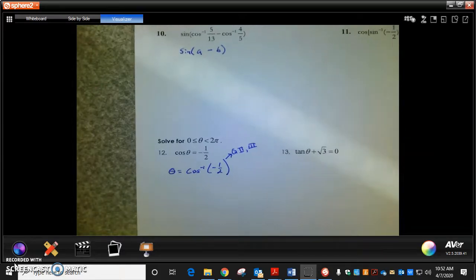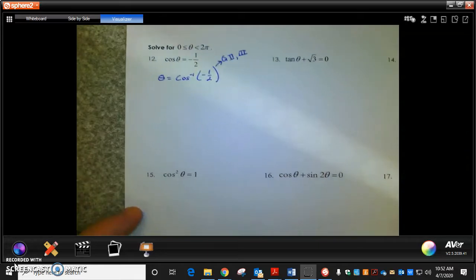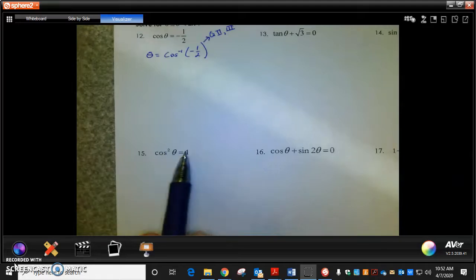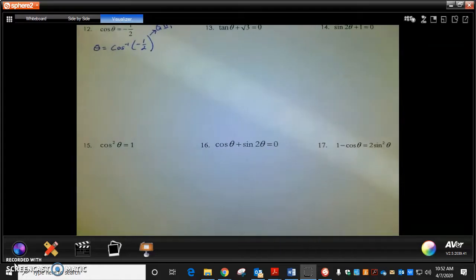Okay? Number 15, remember, when you move this over and you do the square root, which is your very first step, remember we want the positive and negative square root. So don't forget the positive and negative. Number 16, you're going to have to do a substitution. This doesn't work. You're going to need to substitute that into something else to make this work.